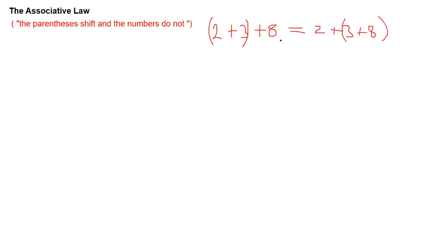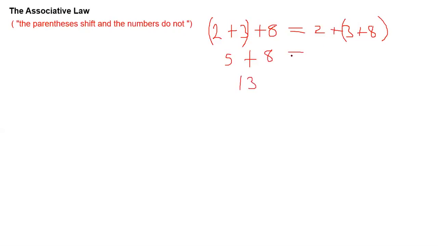So if you follow BODMAS, you discover that you always have to start with what is in the brackets. So when you start by adding 2 plus 3 there, you get 5. And then when you add it to 8 there, 5 plus 8, you discover that your answer will be 13.